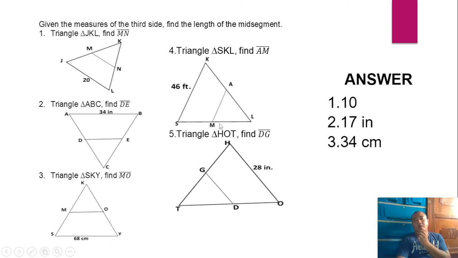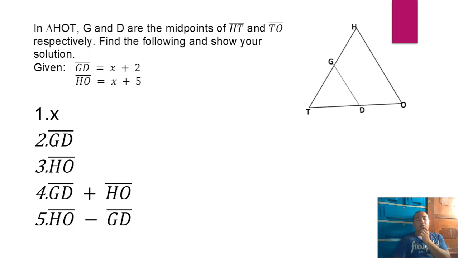What is the length of AM? Answer is 1/2 of 46, 23 feet. And for number 5, triangle HOT, find the length of segment DG. 1/2 of 28 is 14 inches. Meron pa. In triangle HOT, G and D are the midpoints of HT and TO respectively.